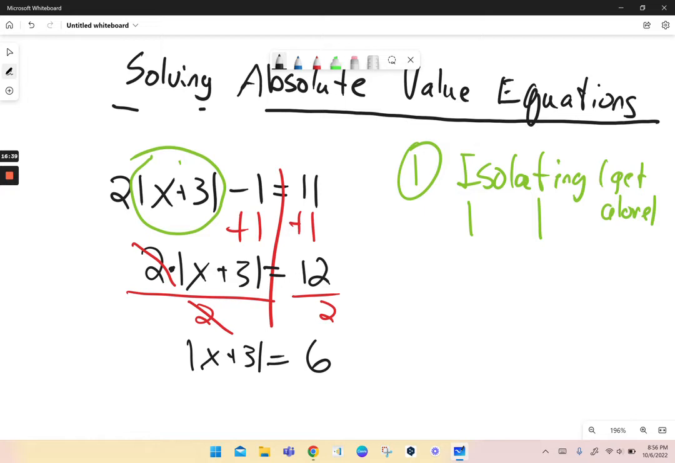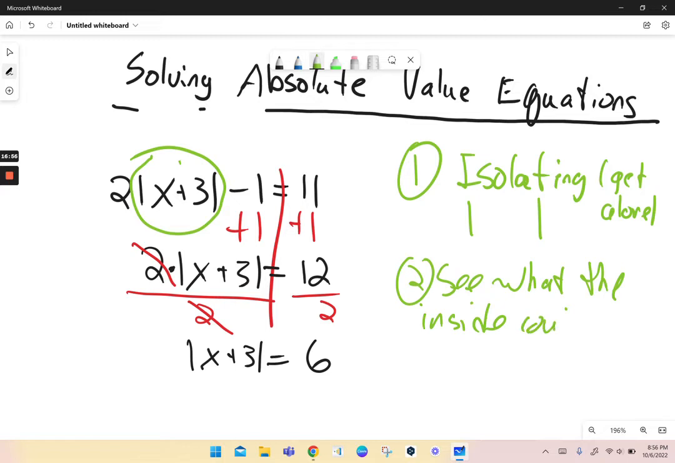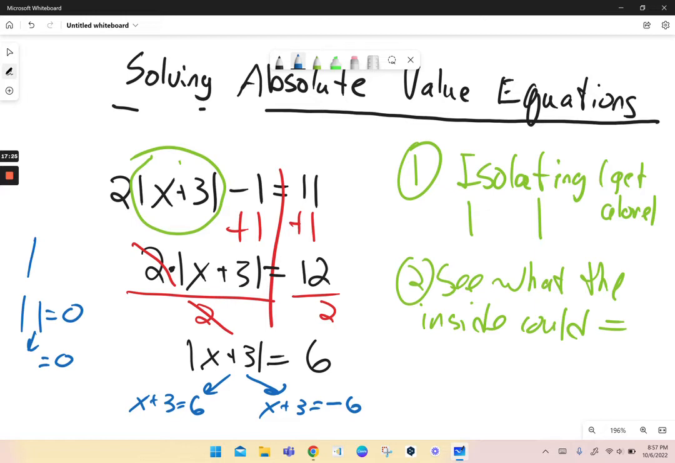Once we've got the absolute value by itself, our second step is going to be to see what the inside could equal. And in general, if the absolute value is equal to a positive number, we'll be able to split it up into 2 different things. X plus 3 could equal 6, because the absolute value will turn 6 into positive 6. Or x plus 3 could equal negative 6, because the absolute value of negative 6 is 6. If instead the absolute value is equal to 0, there's only one option, which is that this thing is equal to 0. If the absolute value is equal to a negative, there are always going to be no solutions.